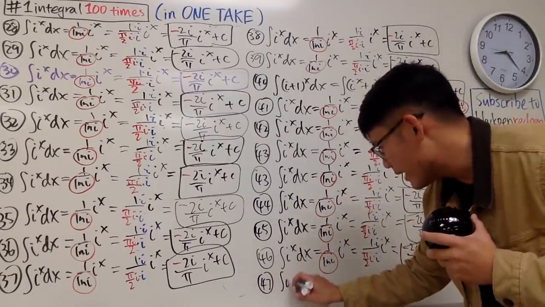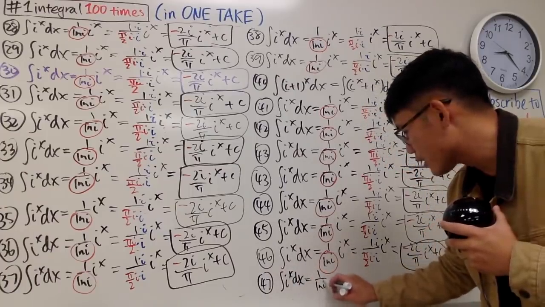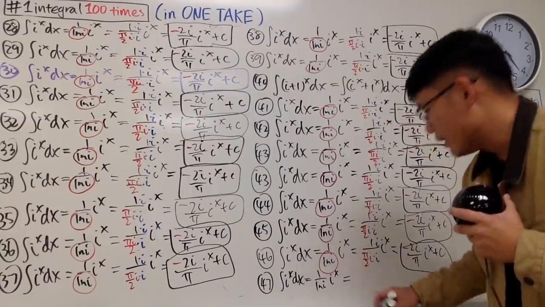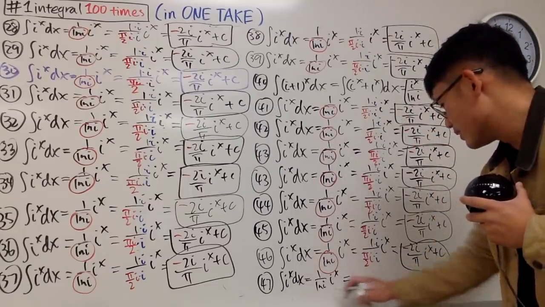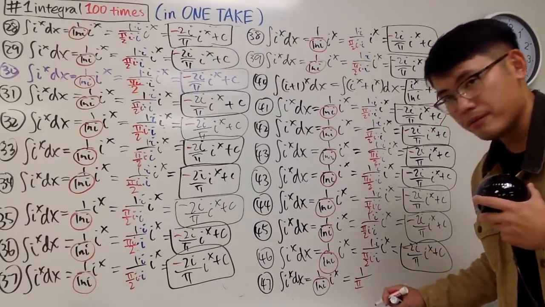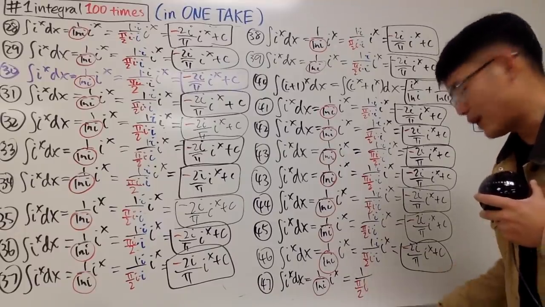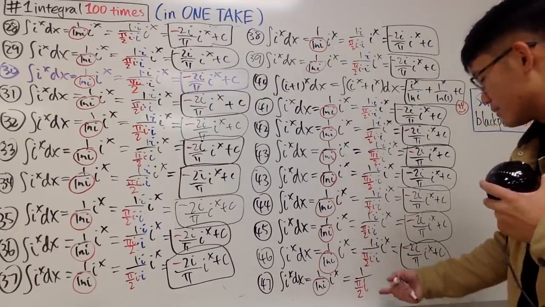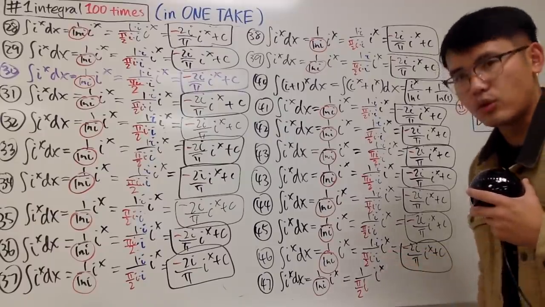We are going to integrate i to the x power dx. And let me tell you, we get 1 over natural log of i, times i to the x power. I don't know how many of you are watching, so let me just tell you the answer: natural log of i is pi over 2 times i, so this is 1 over (pi over 2i). If you are not watching, you will get this wrong on the test.